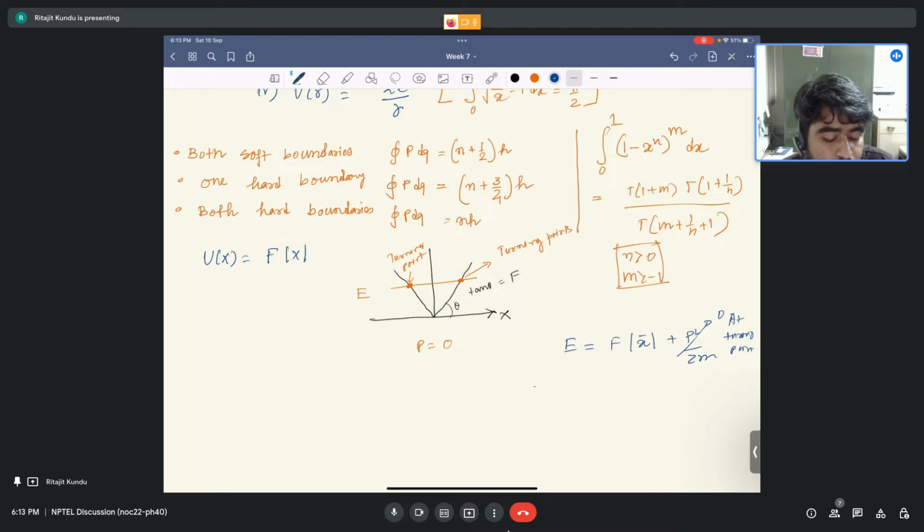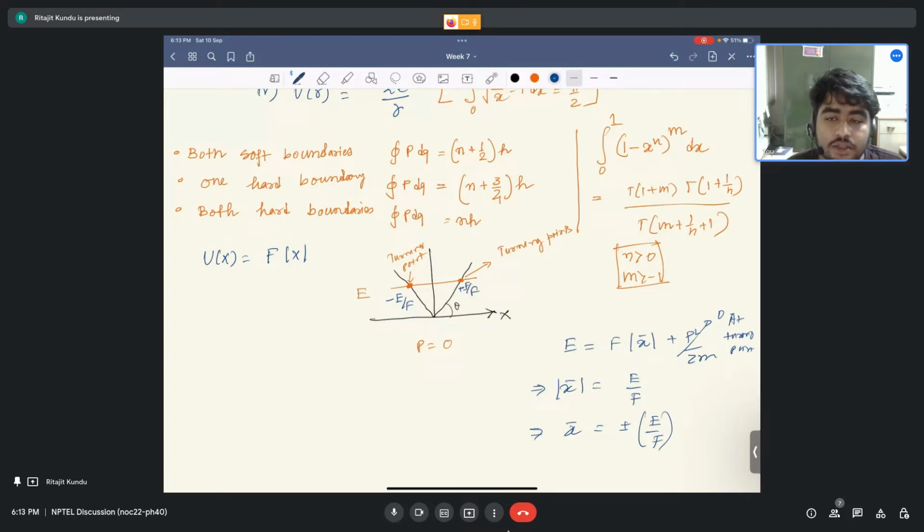So now I can solve for x bar. So x bar will give me e and f, e by f. So x bar is plus minus e by f. So these are the turning points for this kind of potential. Okay, so let me denote those points here. So this is minus e by f and this is plus e by f.